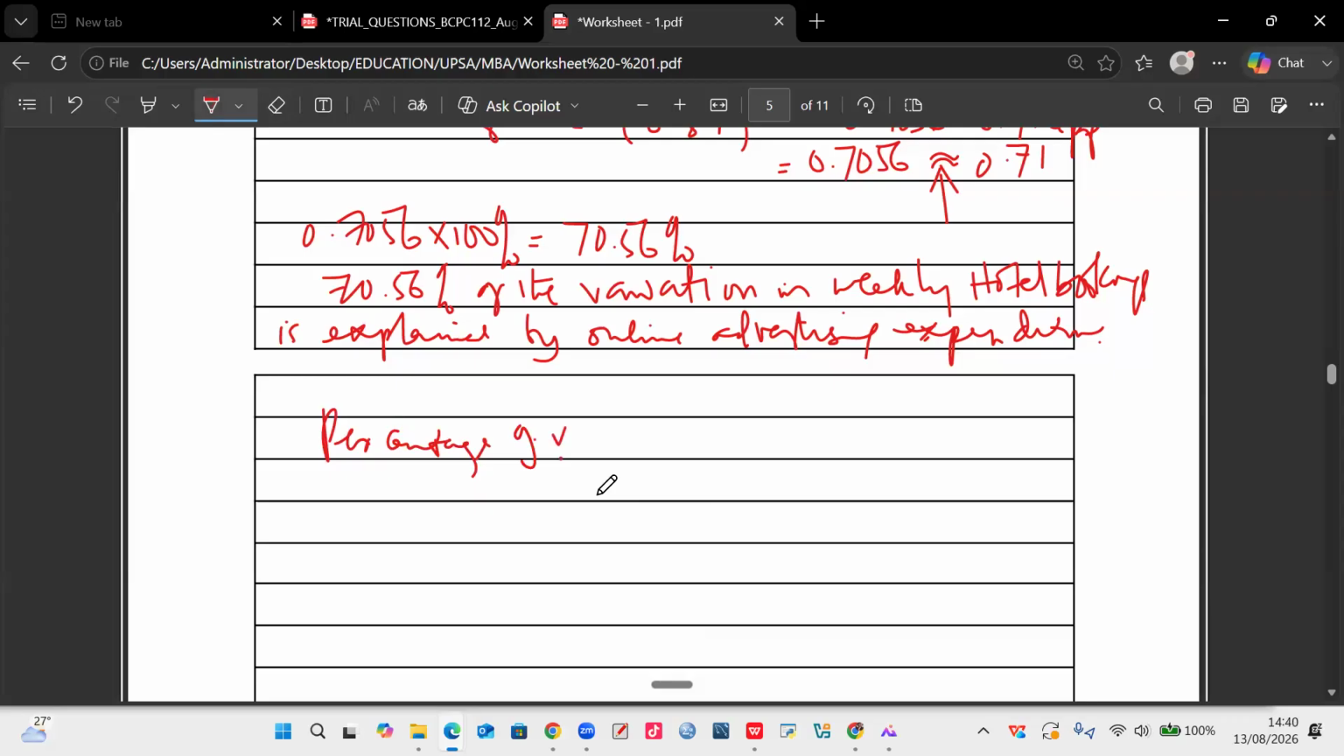So we'll say percentage of variation, which is also known as the coefficient of non-determination. You could see here it is percentages, right? It's a decimal fraction. Do you see it? Yes. So we can subtract from 1. 1 minus 0.7056. What would that give us?